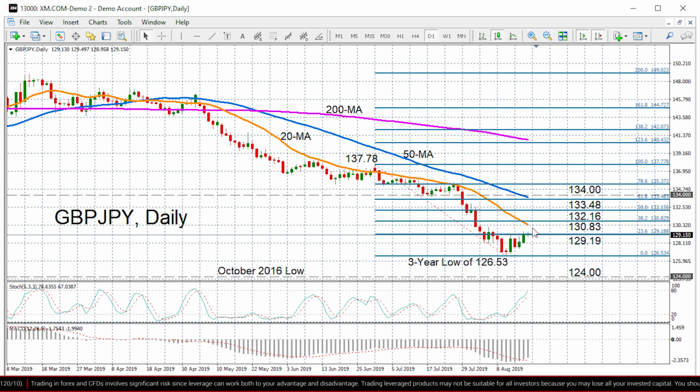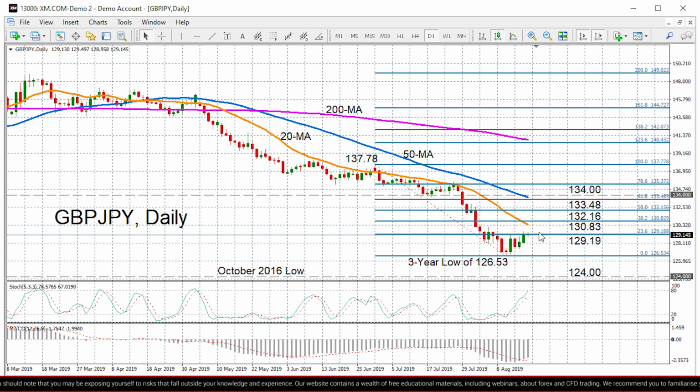If prices do manage to recover above the 20-day moving average, it would shift the near-term picture to a more convincingly bullish one, and we can then have enough momentum to drive towards the 50-day moving average, which is near the 61.8% Fibonacci at 133.48, and just above the 50-day MA is also the key 134 handle.